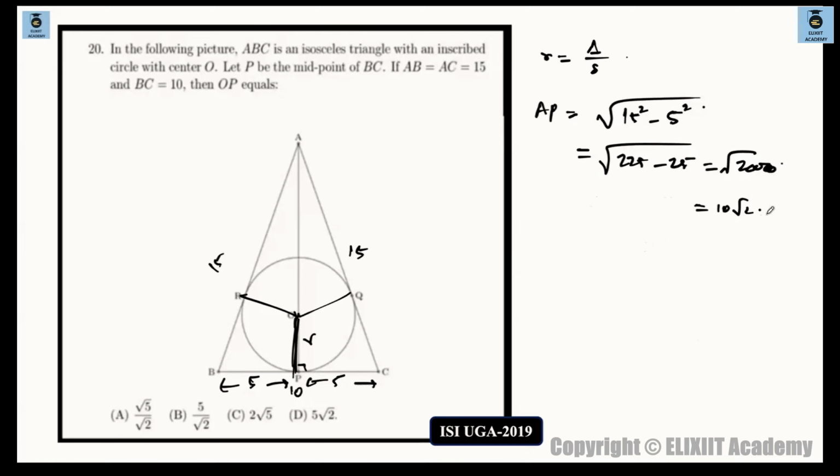AP is, we have found what is AP. तो we can now figure out what is delta. डेल्टा क्या आएगा? डेल्टा विल बी हाफ इंटू बेस माने 10 इंटू हाइट माने 10 रूट 2, which is 50 root 2.